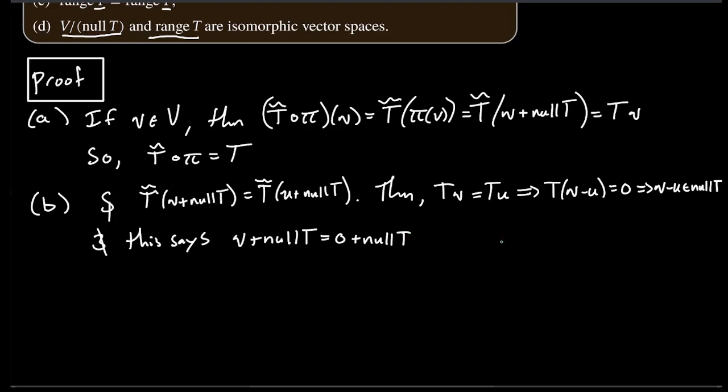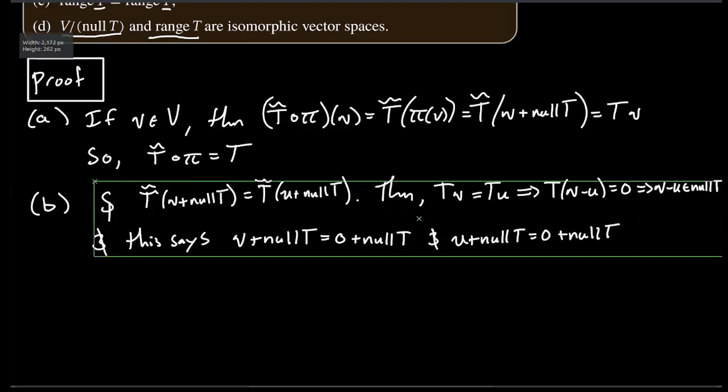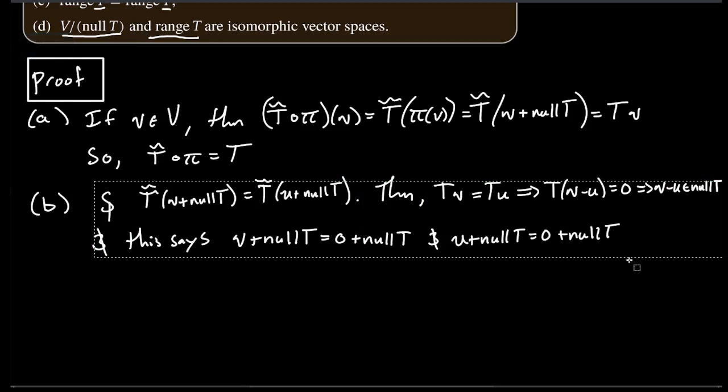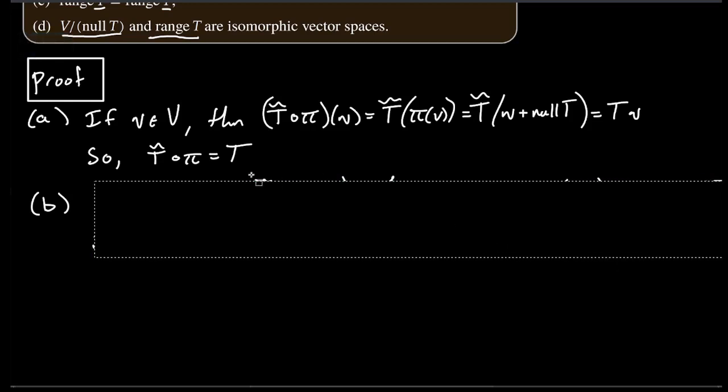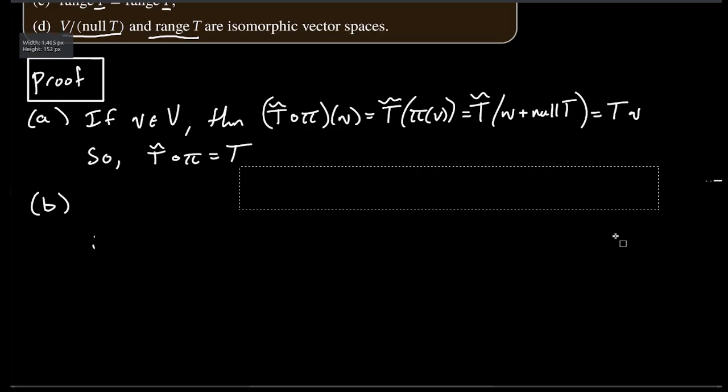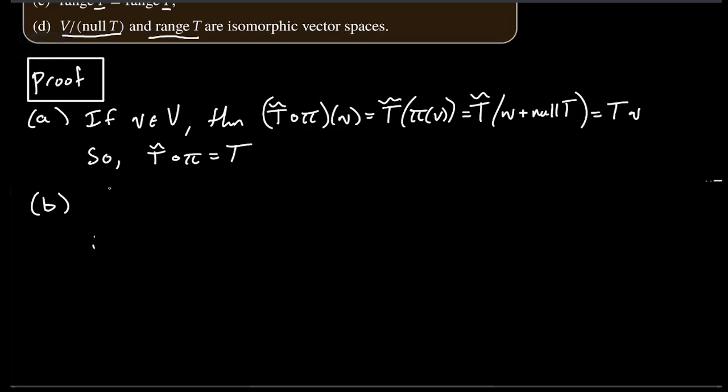Yeah, agree with this? And similarly, U plus null T equals 0 plus null T. Okay. So, well, here, maybe I want to do this slightly differently. Let me present a slightly different, shorter version of this. I'm just thinking through it and going, wait a second, there's a faster and easier way to do this, and I'm doing it in a more complicated way.